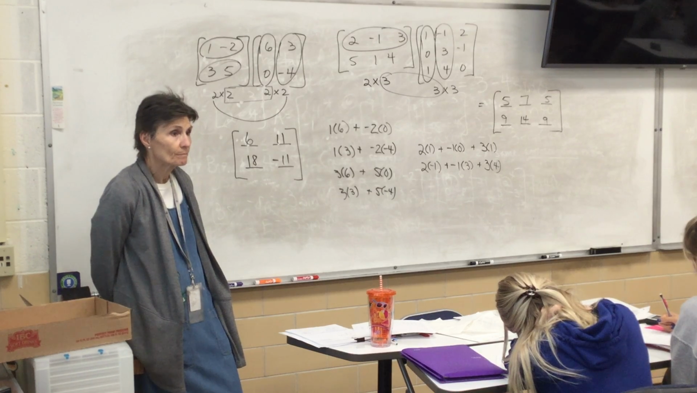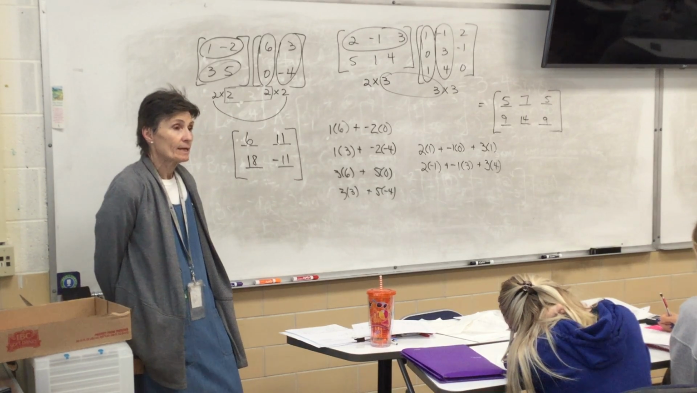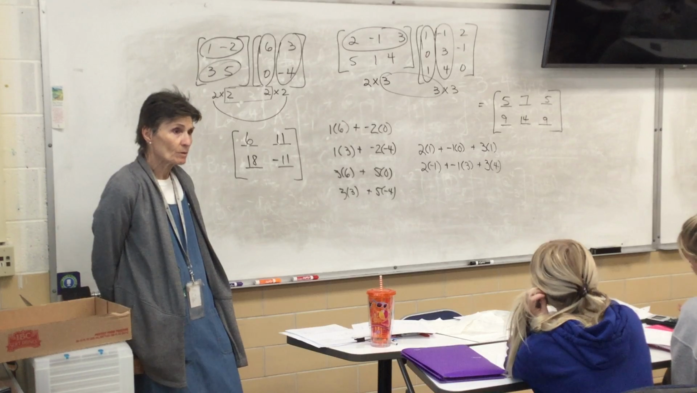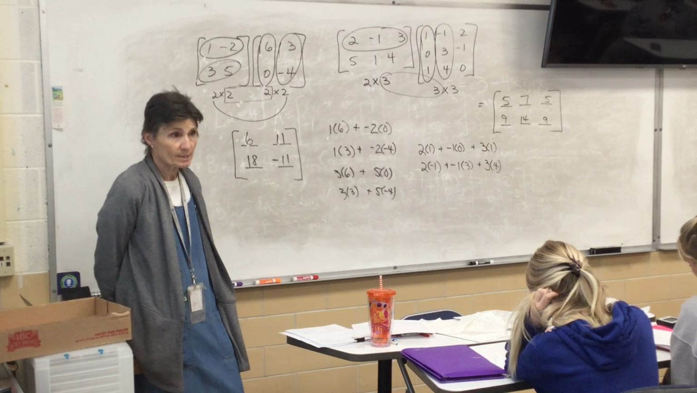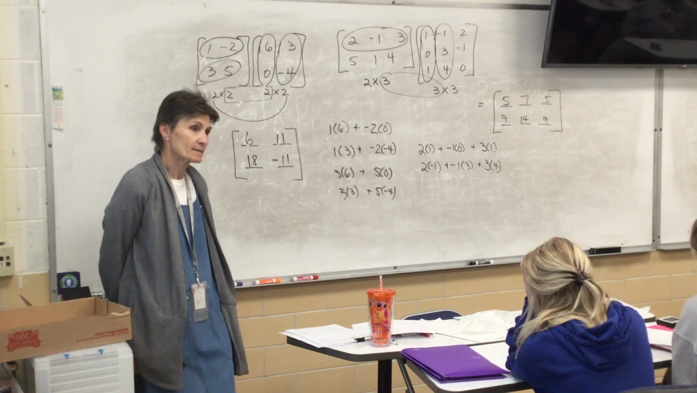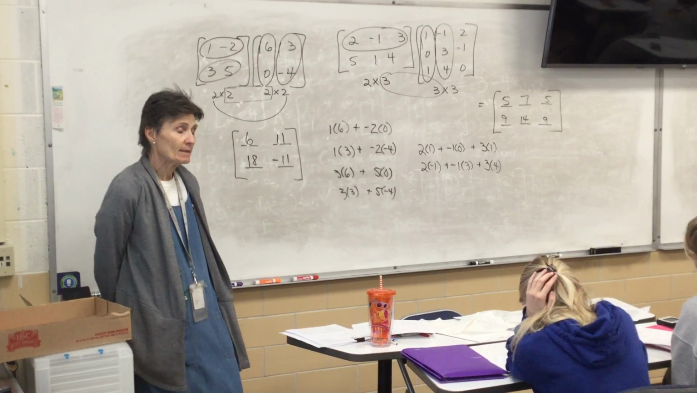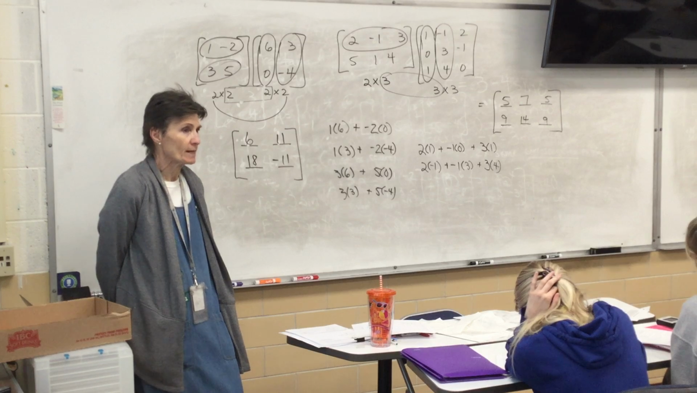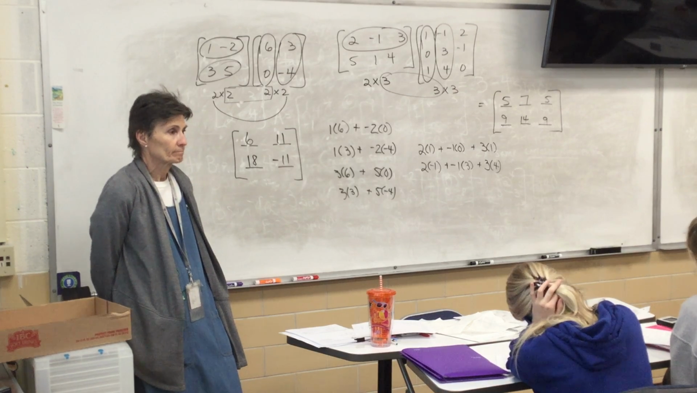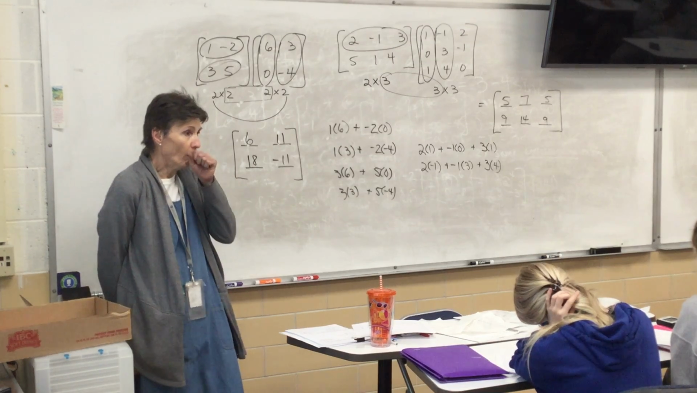Could you do C times D? Would you not be able to do that? Yep, you can't do C times D. With real numbers, multiplication is commutative, right? You can do it in either order. 2 times 3 is 3 times 2. But in matrix land, it's not commutative. And if you could do it, you would get a totally different answer. Order matters.